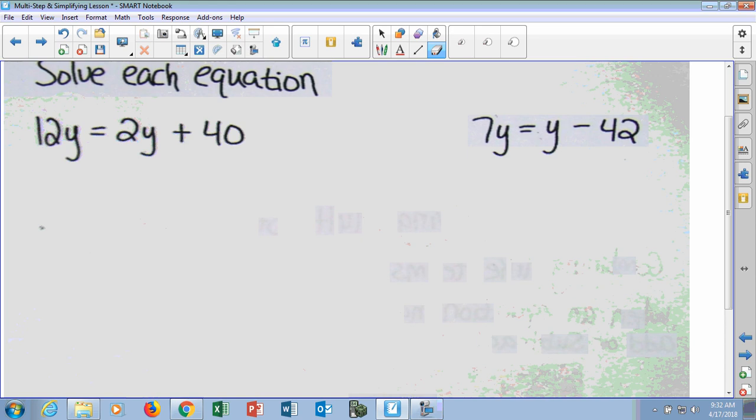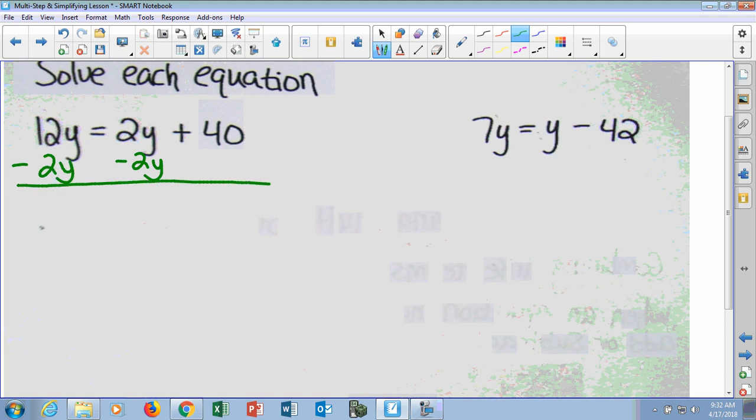So let me show you what I'm saying. What number is bigger, 12 or 2? So we have to move the 2y, right? So if we undo 2y, whatever I do to this side, I have to do to this side. So I have to make this side 0 and move it over here. So how can I make 2y 0? It's positive 2y. Subtract 2y. And the rule is whatever I do to the right side of the equation, I have to do to the left side of the equation. So I got to do it to both sides, right?